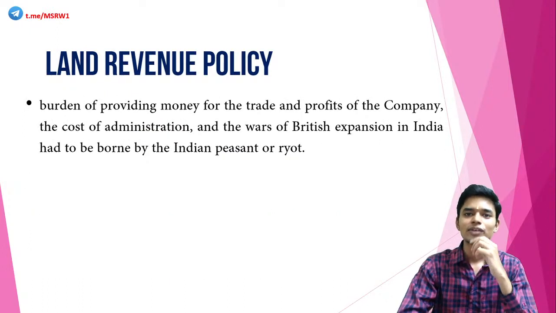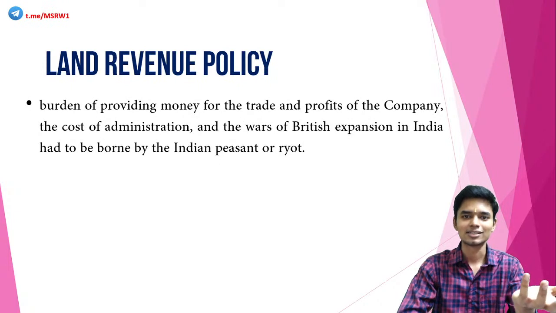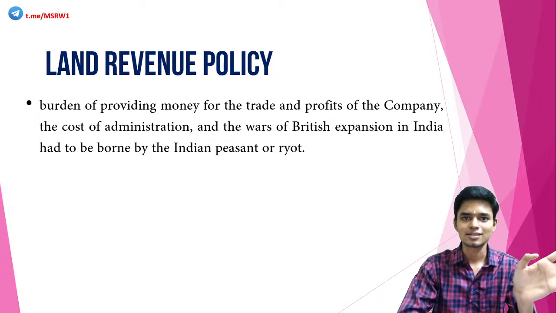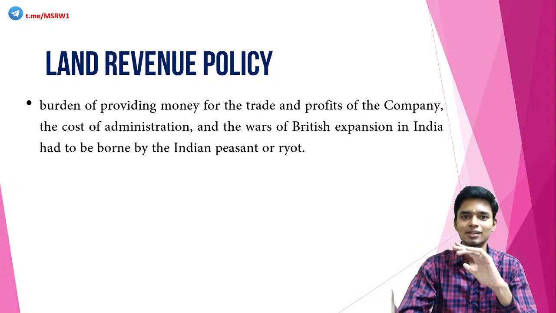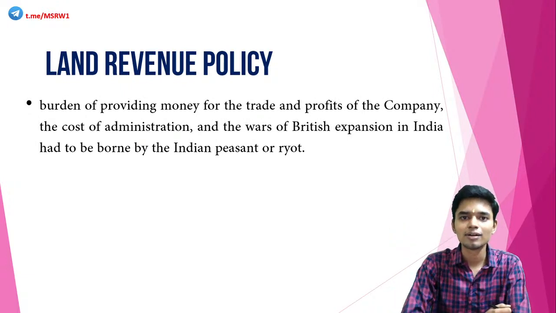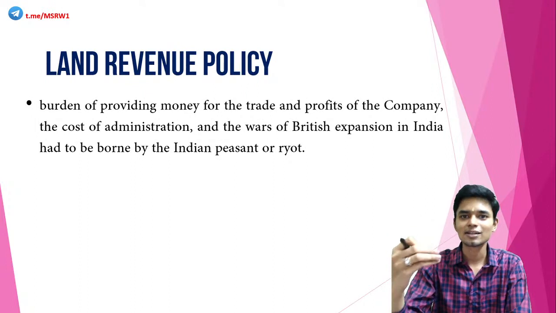Okay, now we are going to look into the land revenue policy. So far we looked into manufacturing, trade, railways, etc. Now we are going to look into the land revenue policy. One thing is for sure, the burden of providing money for all this, trade, manufacturing, etc., came from Indian peasants. Indian peasants were oppressed. They had to face the brunt of huge taxation. Clear? That is unquestionable. In the end, it was the Indian peasant who had to pay up for all these things.